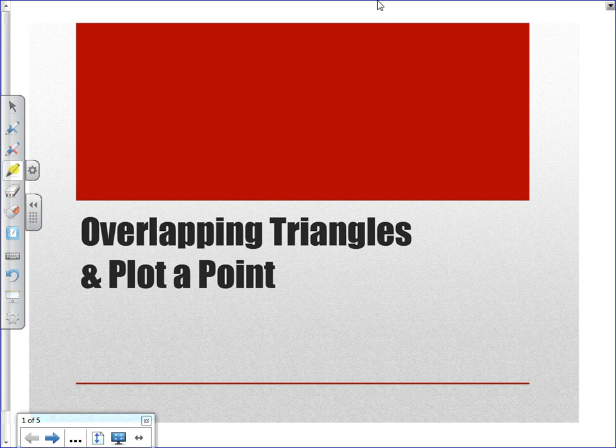So we were going to only be doing notes for this lesson anyway, so this is perfect. We won't have any extra homework relating to it. Just make sure you understand it. It will be in your study guide. First, we're going to look at overlapping triangles and how we can separate them to make it an easier problem to solve. Then we'll look at plotting a point on a coordinate plane.